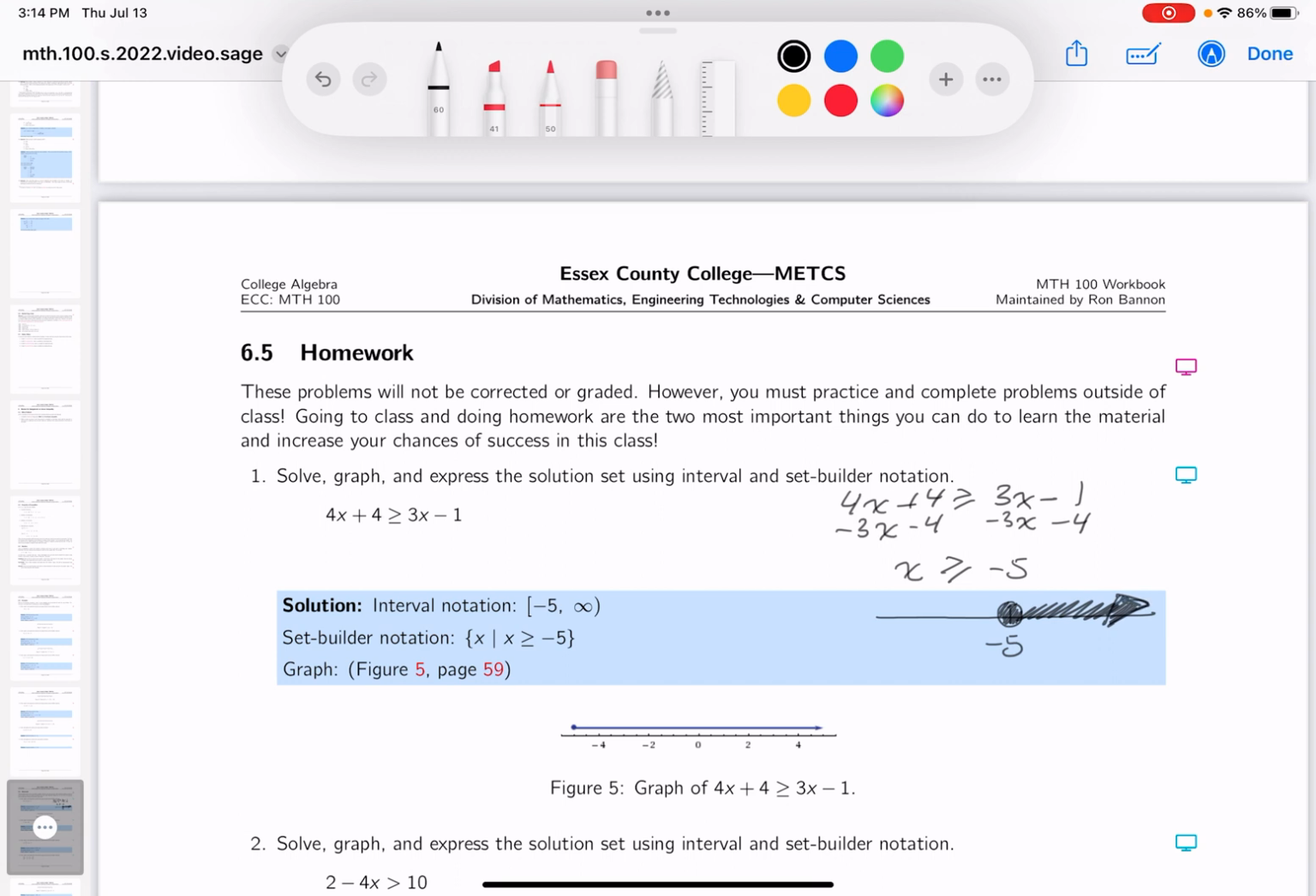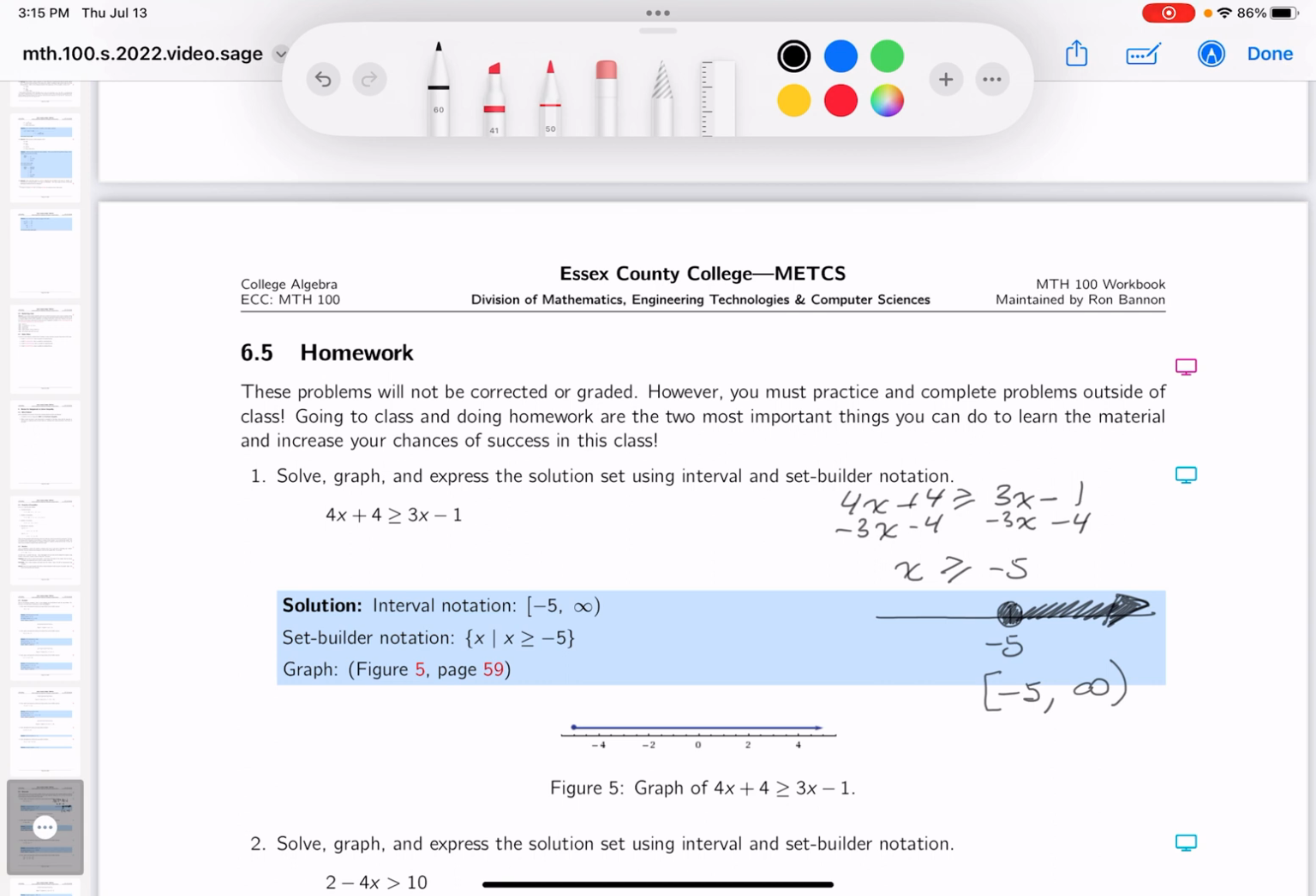The next thing I'll do is put the intervals. I do that by looking at the graph. Where does the graph start? At minus 5. And then it continues to shade all the way out to infinity. Minus 5 is on the left-hand side, so our convention is a left square bracket. Infinity, you'll never reach it. It's on the right side, so a right parenthesis.